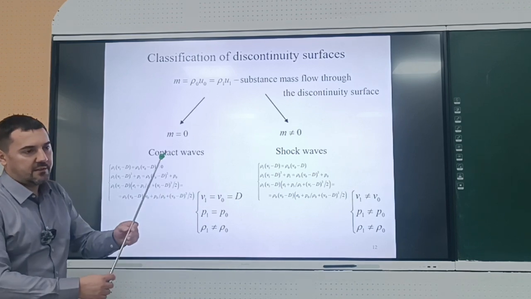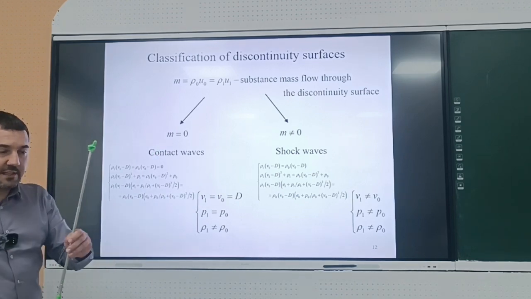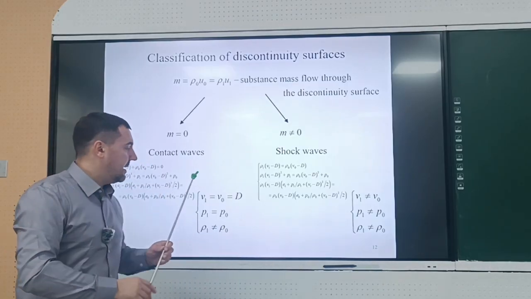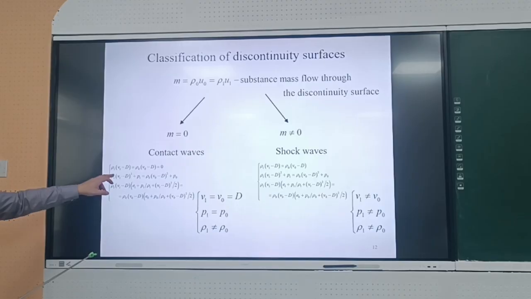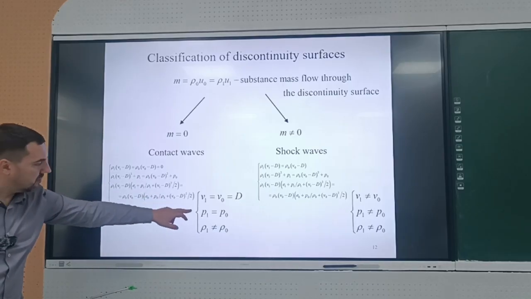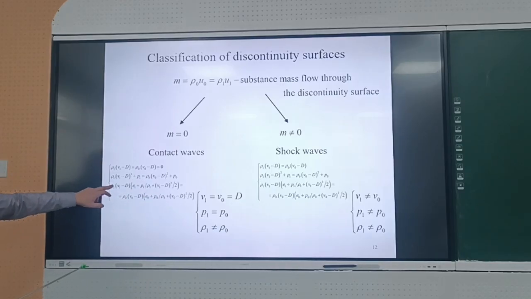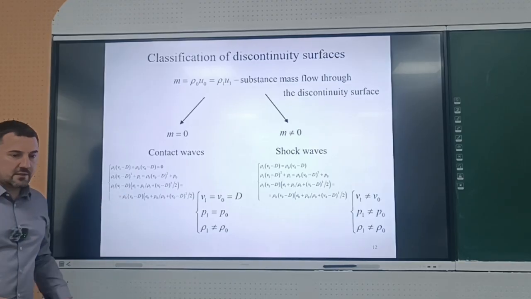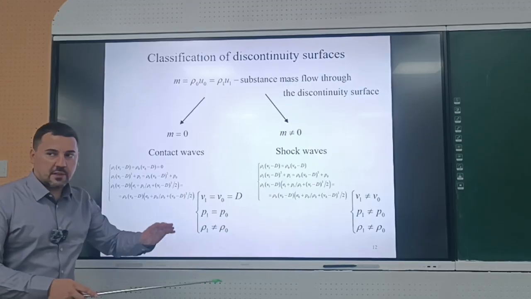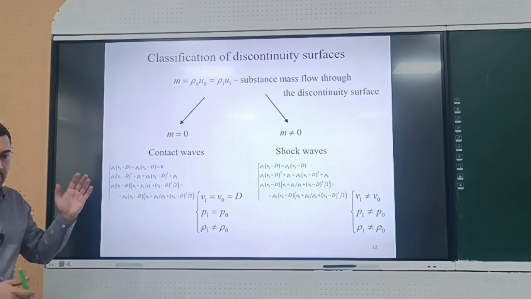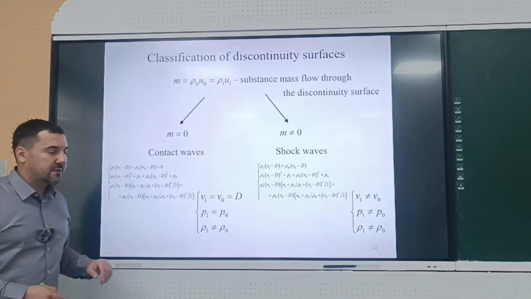So V0 is just the gas at rest. If non-zero, it means that this gas just moves with some velocity. And if V1 equals V0 equals d, it means that this goes to 0, and P1 equals P0. Here and here 0. So the last equation is fulfilled, and there is no relationship between ρ1 and ρ0; they can be arbitrary. And so these are contact waves.